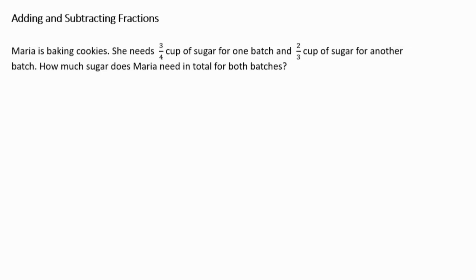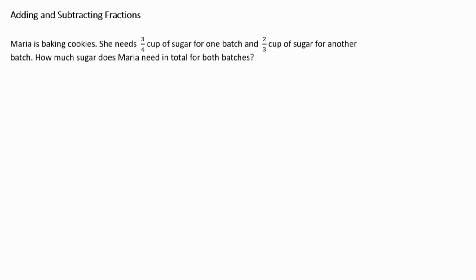So this question says, Maria is baking cookies. She needs 3/4 cup of sugar for one batch and 2/3 cup of sugar for another batch. How much sugar does Maria need in total for both batches? So because the question is asking us to find the total, we would have to add both the cups. So we are adding 3/4 of the cup plus 2/3 to find the total.